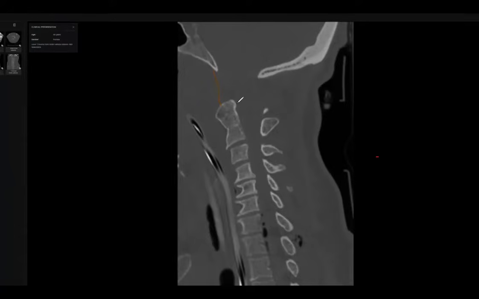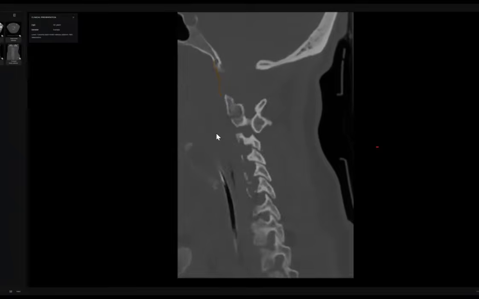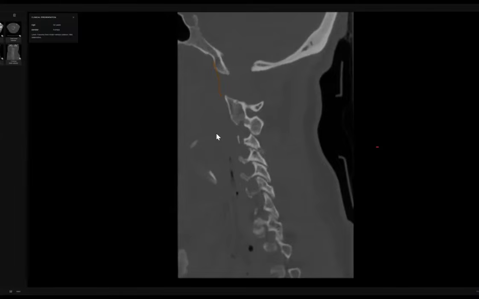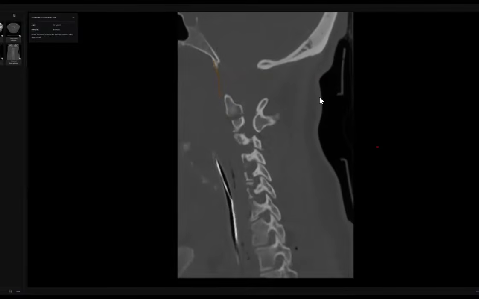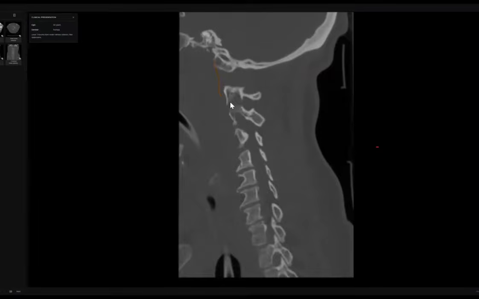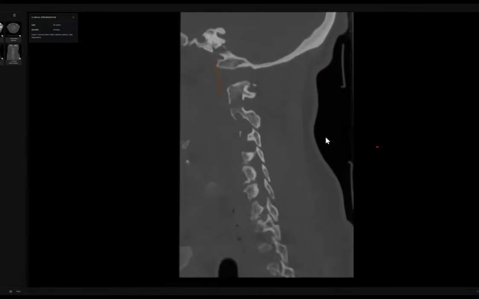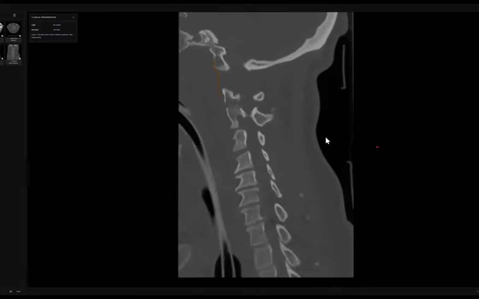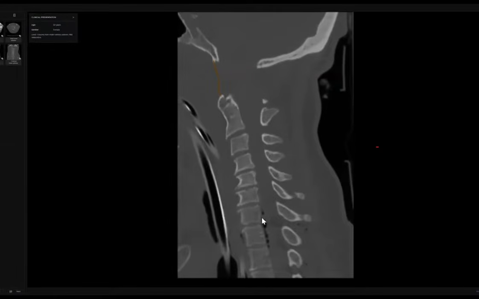Okay, and what else? What happened? Originally, there is some fusion between C1 and C2. Look here, and this is the confusing point. There is a fusion, and on top of this fusion, there is a fracture here, at the tip of the odontoid process. This is very important. And here, many fractures. And here, many fractures. This is a very critical case.